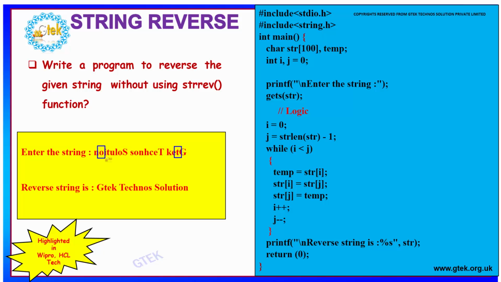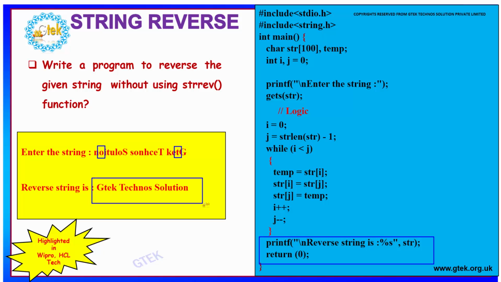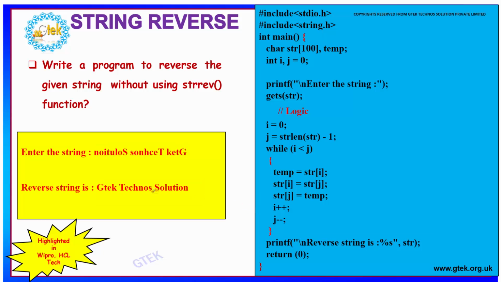So further, your while loop will be executing until your I is incremented and your j is decremented. So this swaps the letter, and finally when you print your str array, you will be getting the reverse of the string. Pretty simple, right? So this is the logic behind string reverse function. These kind of questions are highlighted in Wipro and HCL Technologies technical rounds.